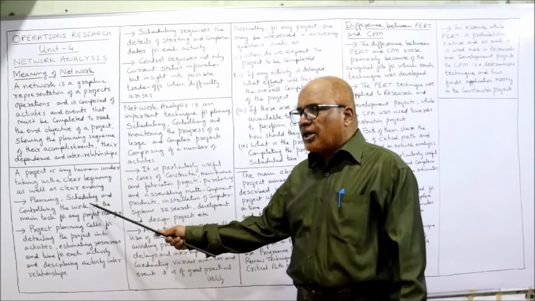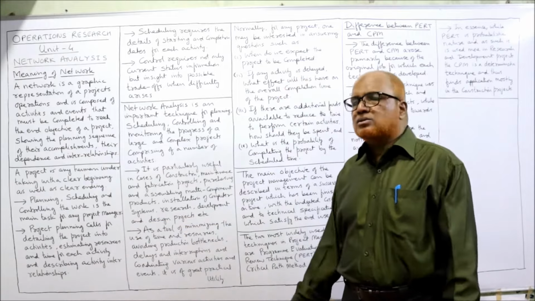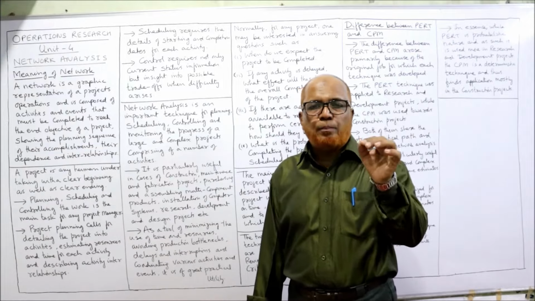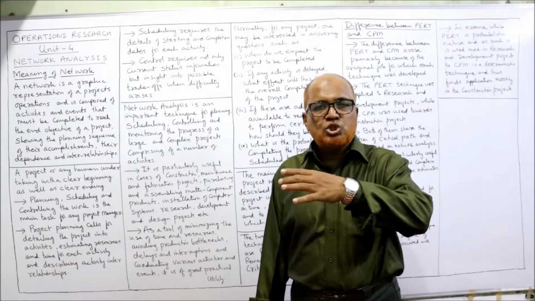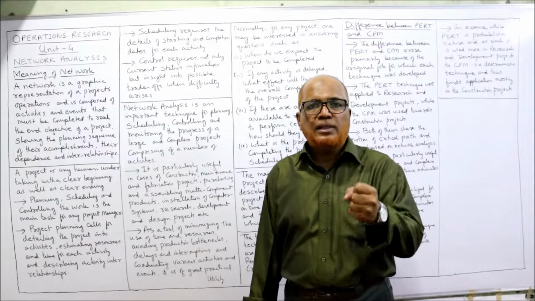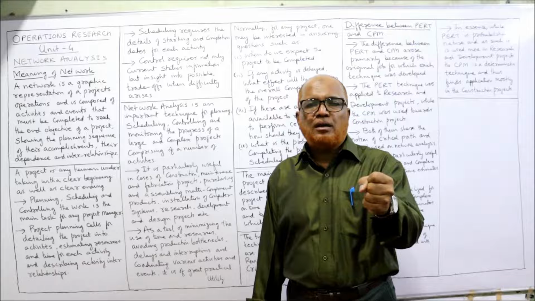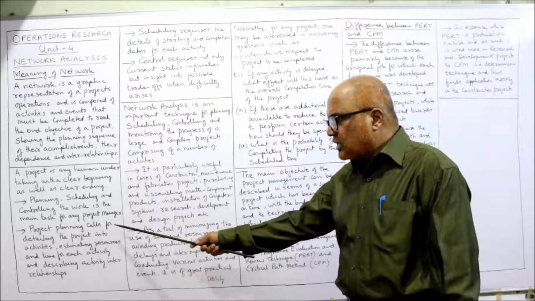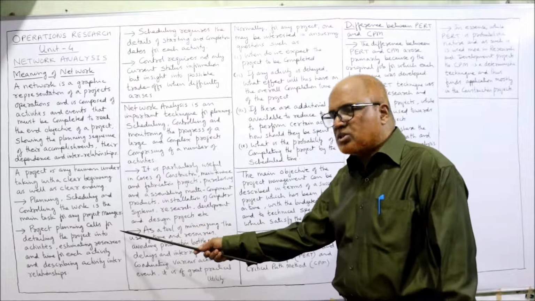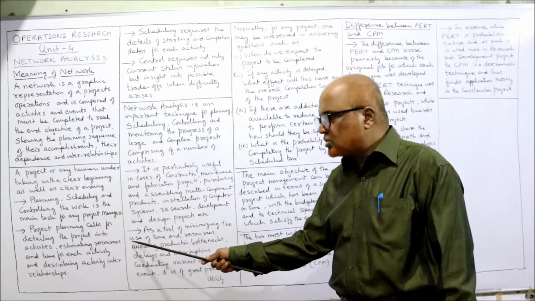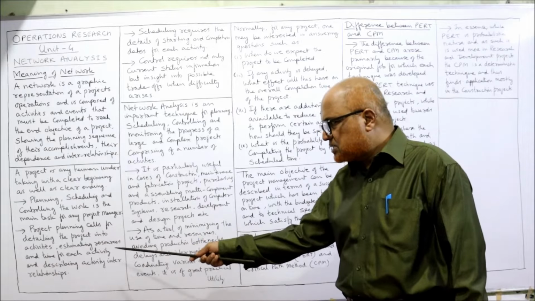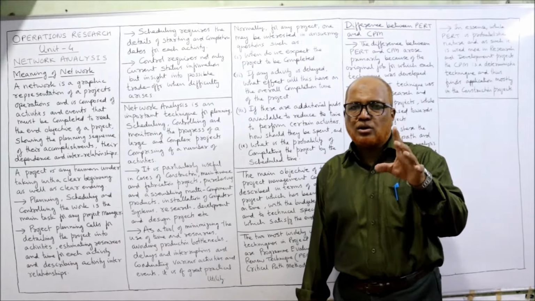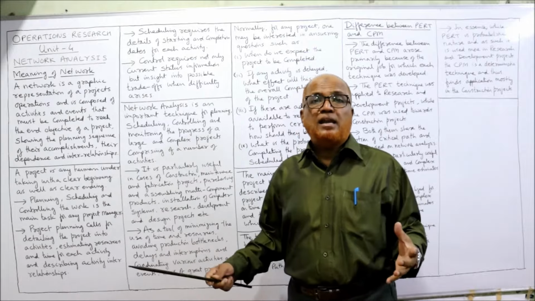So planning, scheduling and controlling the work is the main task of any project manager. Every project manager has to plan the activities, schedule the activities, and control the activities. So these are the main tasks of the project manager. Now project planning calls for detailing the project into activities, estimating resources and time for each activity and describing activity interrelationship. The first task of the project manager is planning.